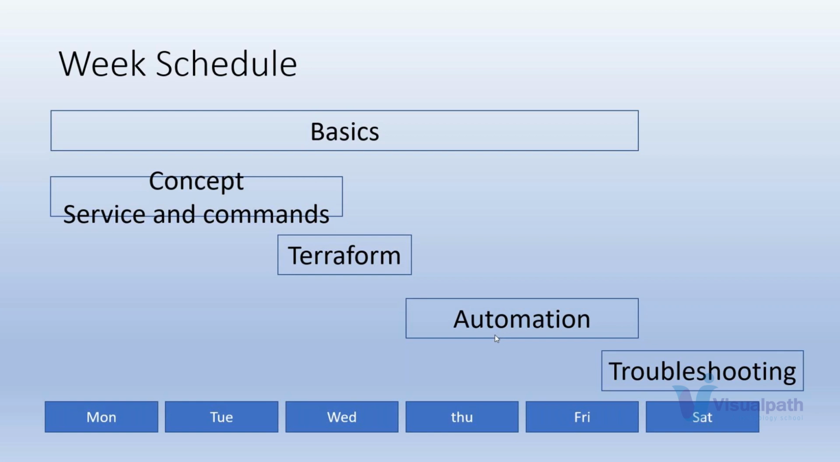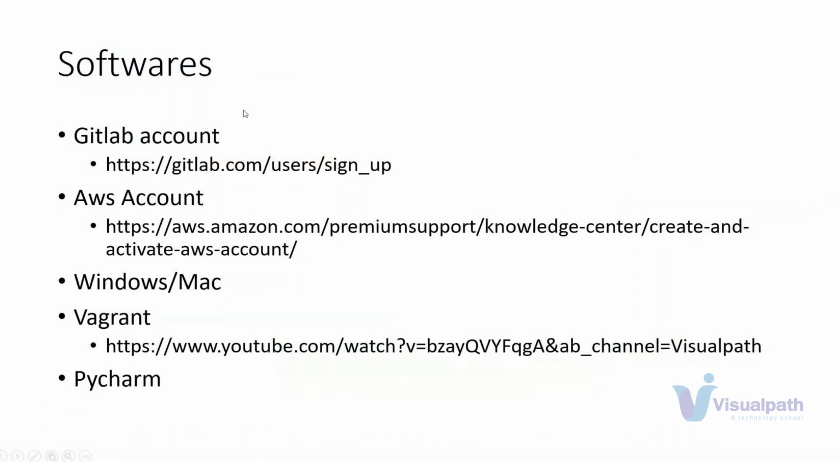With continuation of this, tomorrow we will be starting the course. But prior to that, I want to request a few things. We need to have a GitLab account and an AWS account. Windows or Mac, anything is fine, but I prefer Vagrant because both will be consistent if we use Vagrant. Vagrant is something like a VM inside Windows or Mac. For tomorrow's class it's not mandatory, but eventually we will be using all these things.